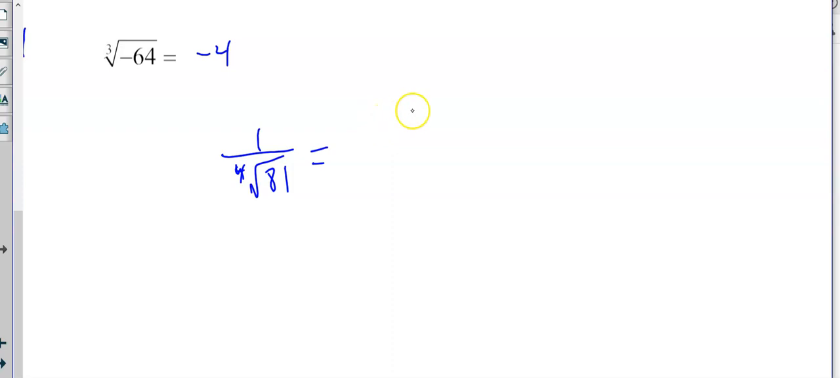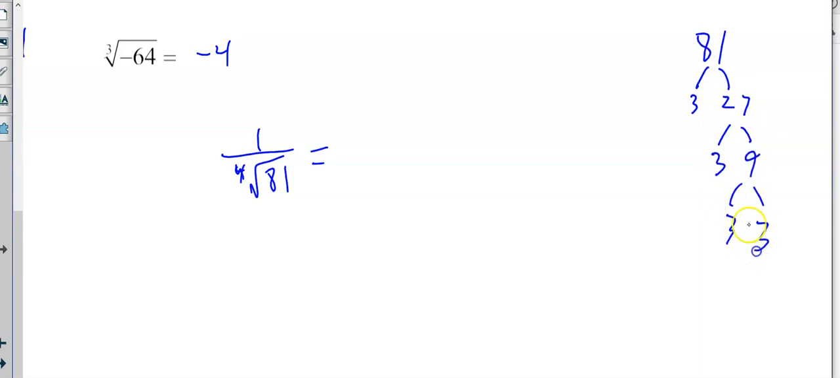Let's do prime factorization, maybe you don't know the prime factorization of that. So 27, 3 and 9, 3 and 3. So that's really 3 to the fourth. Oh, that's helpful. So this is really 1 over the fourth root of 3 to the fourth.